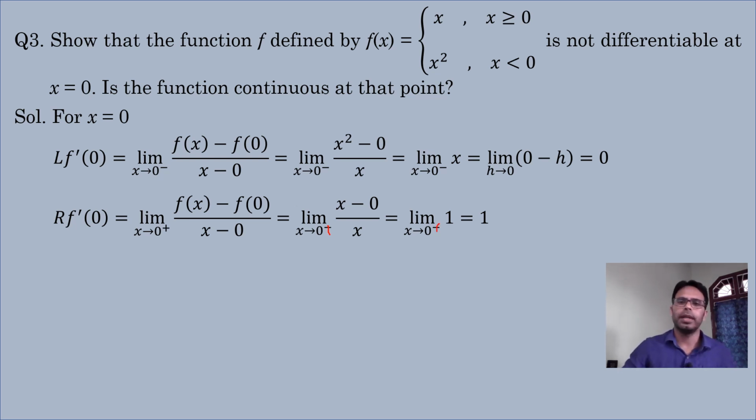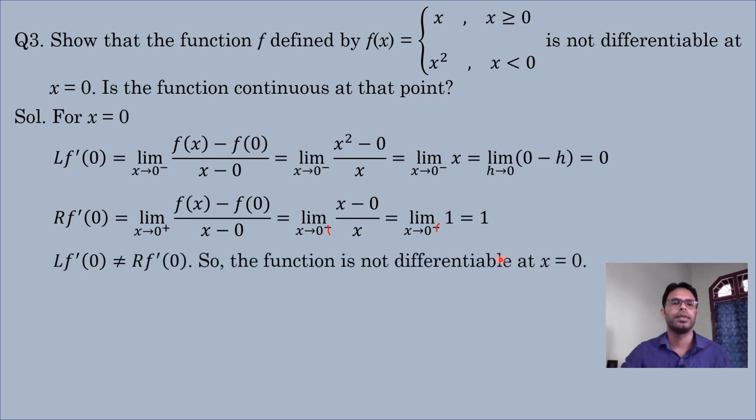So it is equal to 1, and we see here these two are unequal, and therefore the function is not differentiable. So L f dash 0 is unequal to R f dash 0, so the function is not differentiable at x equal to 0. And the second question, is the function continuous at that point?